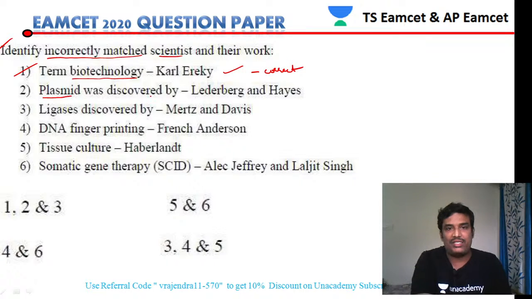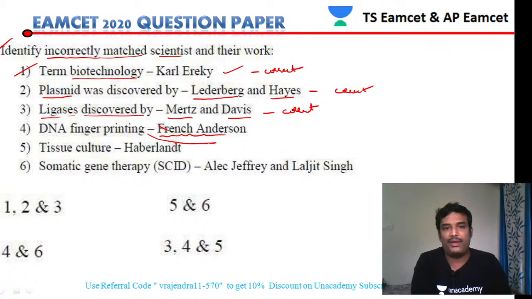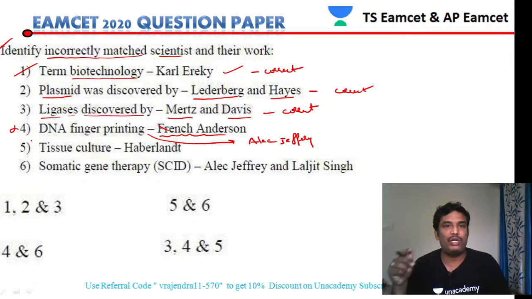Next, plasmid was first discovered by Lederberg and Hayes. This is also a correct statement. Then ligase was discovered by Merritt and Davis. This is also correct. Then DNA fingerprinting was first discovered by Alec Jeffreys. So option 4 is an incorrectly matched one.